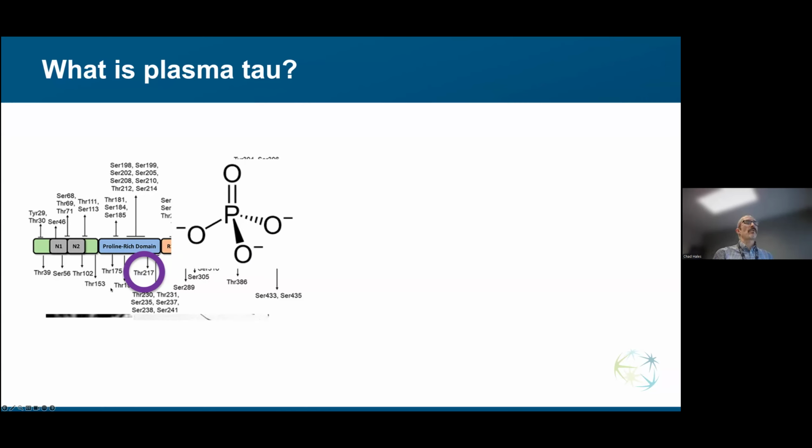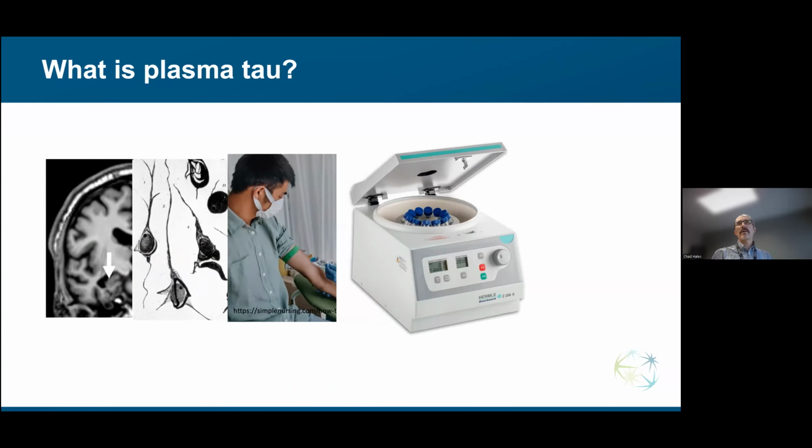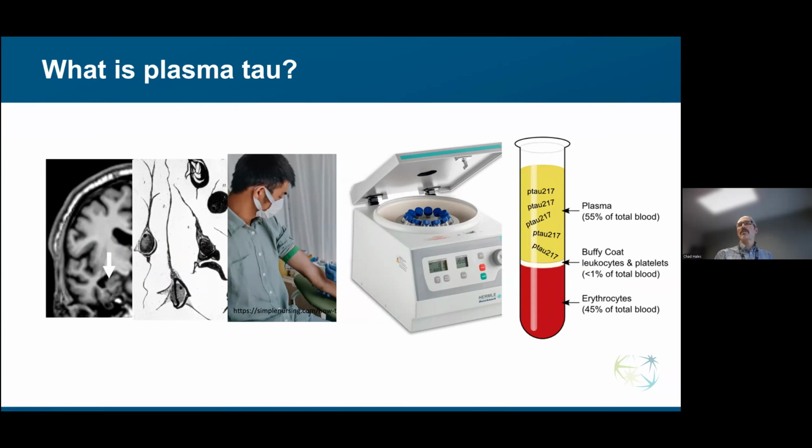So you got this phosphorylated 217 epitope. How do you look for it? Well, you got to draw some blood, right? Go to the lab, draw some blood. You got to take that blood, put it in a centrifuge, spin it down, and it gives you a tube. And that gives you the plasma, right? It separates the blood products into your blood cells, some white cells, etc., and then the plasma up top. And of course, the plasma is what has our p-tau 217 or tau fragments in it.